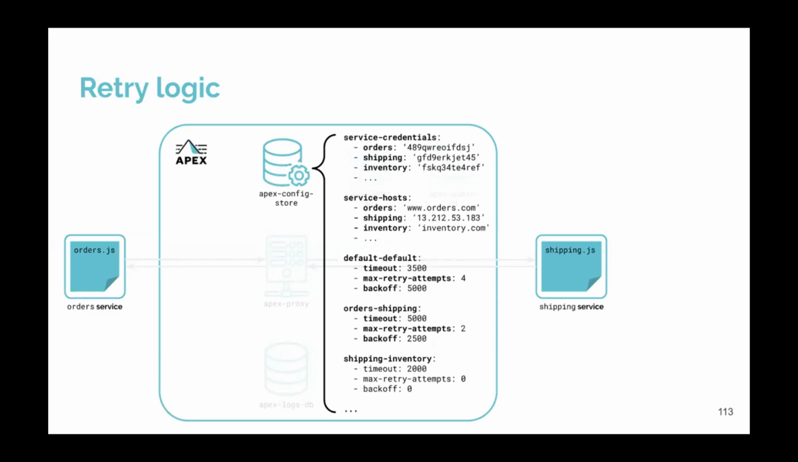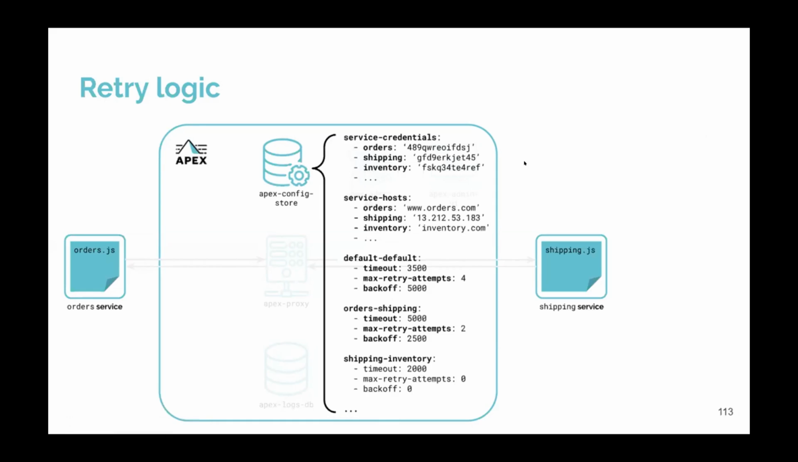Also, we wanted to keep all of our network fault logic in one single place. Again, our configuration store. So you can see here, we're storing default configuration and orders and shipping. When orders communicates with shipping, we have a specific set of terms for communication. The same for shipping and inventory.